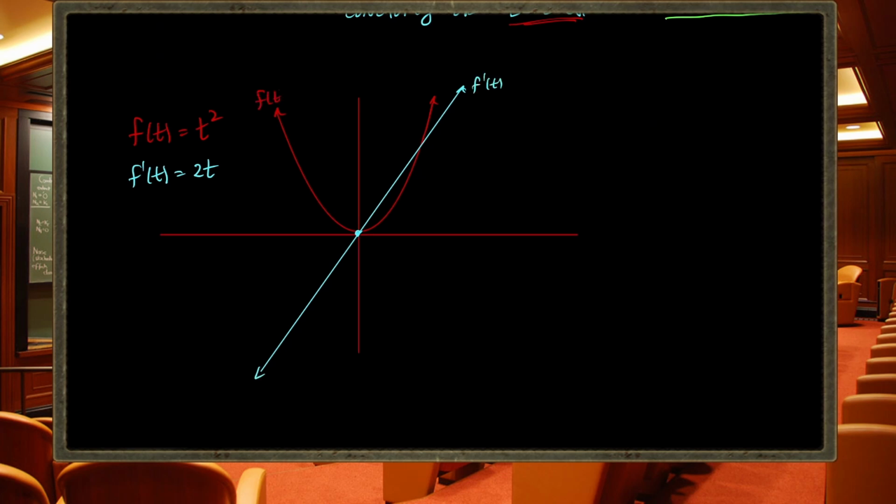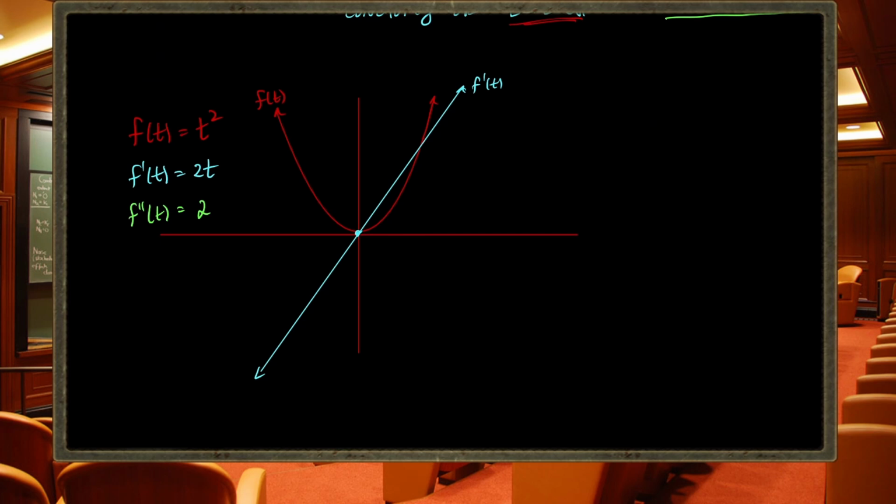Here's f of t. We said f double prime is the derivative of f prime. So now forget about f for a second and just take the derivative of f prime. What do we get? The derivative of f prime is 2t, and the derivative of that is 2.